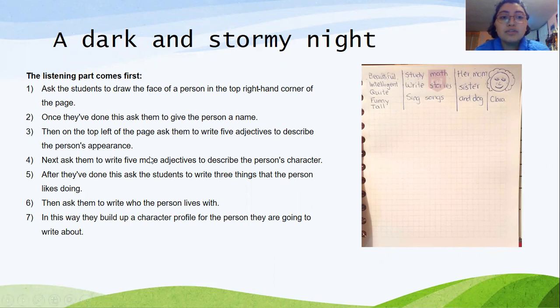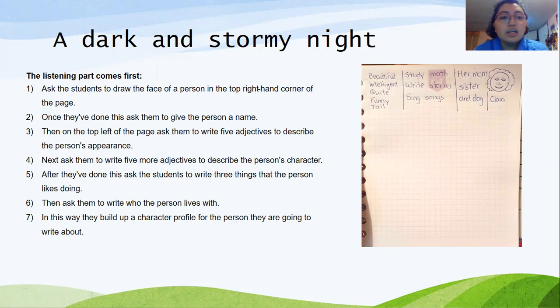Once they've done this, ask them to give the person a name. In this case, I chose the name Clara. Then on the top left of the page, ask them to write 5 adjectives to describe the person's appearance. I chose beautiful, intelligent, quiet, funny, and tall. And next, ask them to write 5 more adjectives to describe the person's character.